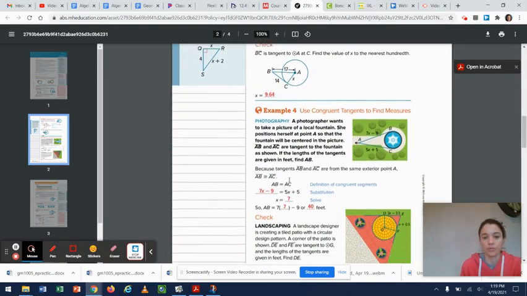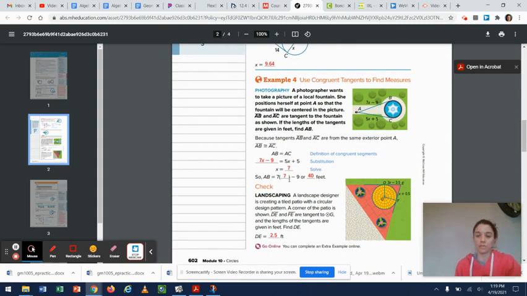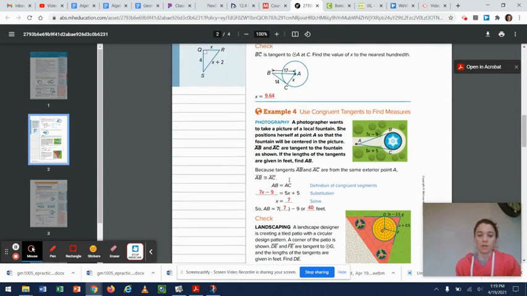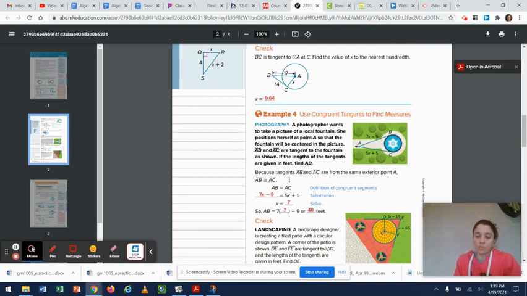Okay, in example 4, we're going to use congruent tangents to find the measure. A photographer wants to take a picture of a local fountain. She positions herself at a point A so that the fountain will be centered in the picture. AB and AC are tangent to the fountain. If the lengths of the tangents are given, find AB.